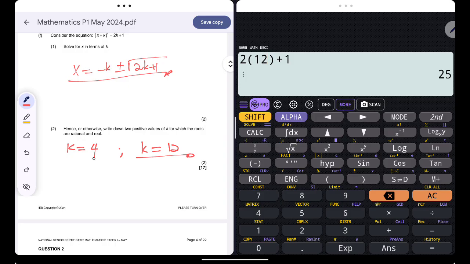So I know that when k is 4, I'll simply have real and rational roots. Remember that, guys, according to the nature of roots, if your roots are real and rational, it simply means that delta is greater or equal to 0, and your delta should be a perfect square. The criteria of having rational roots.